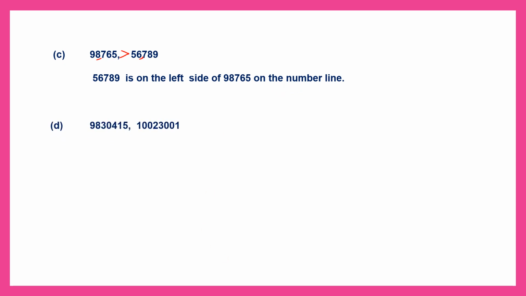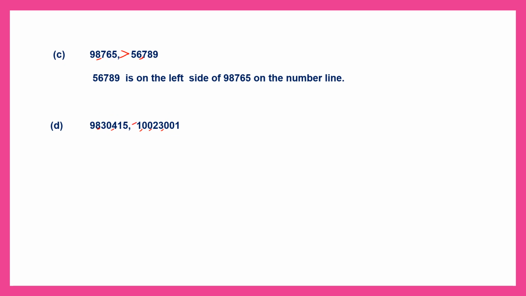Next, we have two more numbers here. Now here let's put the commas. So here we have commas here. So this is 1 crore 23 lakh 23,001. Now this one will be 98 lakh 30,415. So this is 1 crore and this is 98 lakh. So 1 crore is greater.